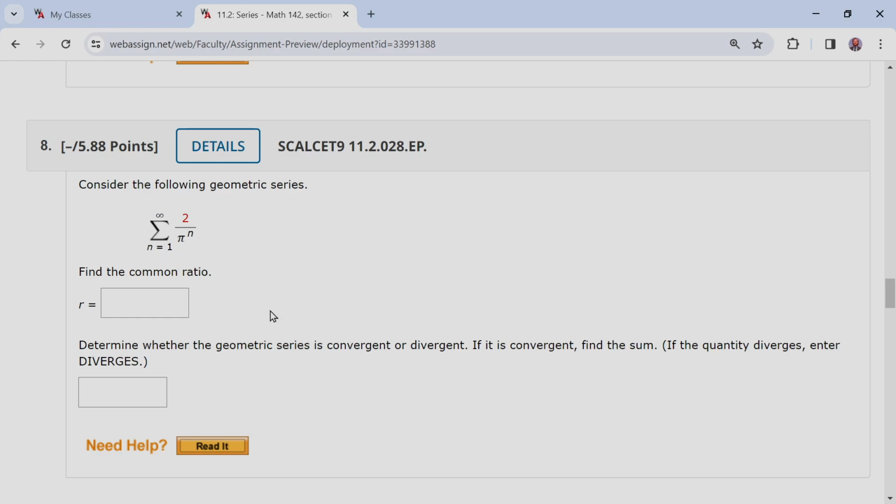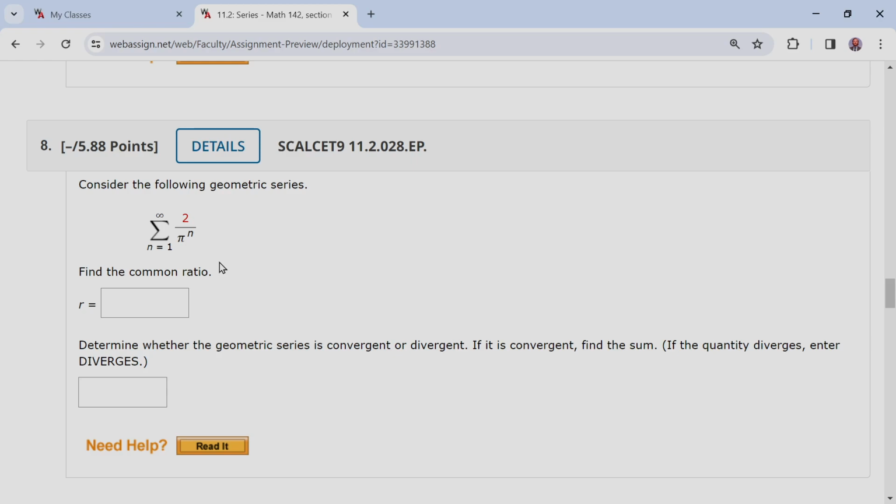Okay, now consider the following geometric series. We have 2 over, does that say n to the, oh no, pi to the n. Pi to the n. Pi is just a number, people. Pi is 3.14-ish. And so here you're multiplying by 1 divided by 3.14 to get to the next number. And 1 divided by 3.14 is definitely less than 1. So we would get convergence. How would we converge? What would we converge to?